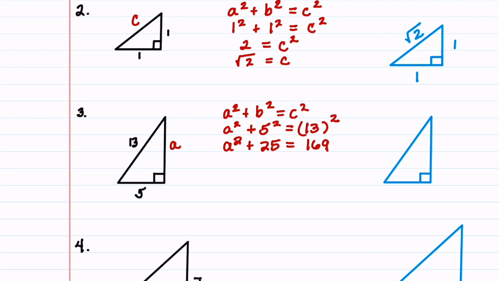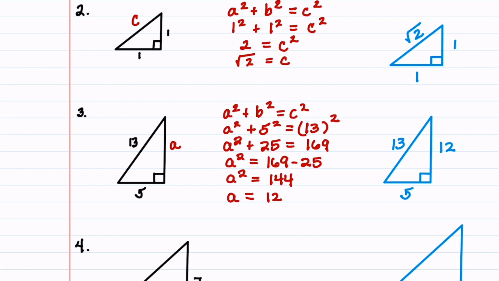And then we subtract 25 from both sides of the equation. So we have a squared is 169 minus 25. So a squared is 144. And if we take the square root of 144, we get 12. So let's go ahead and label that on our right-hand side. So this triangle was a 5, 12, 13 triangle.